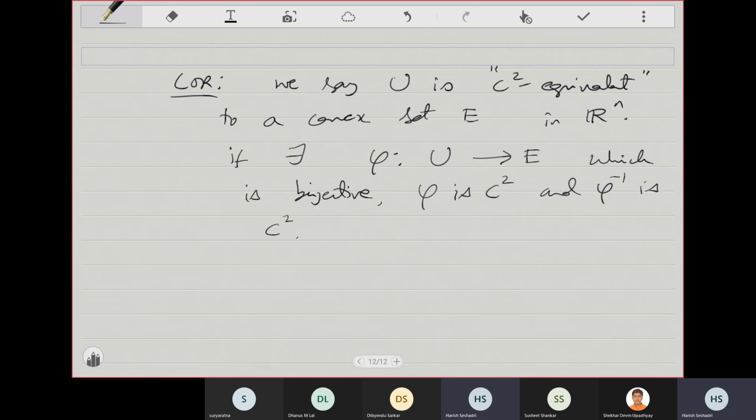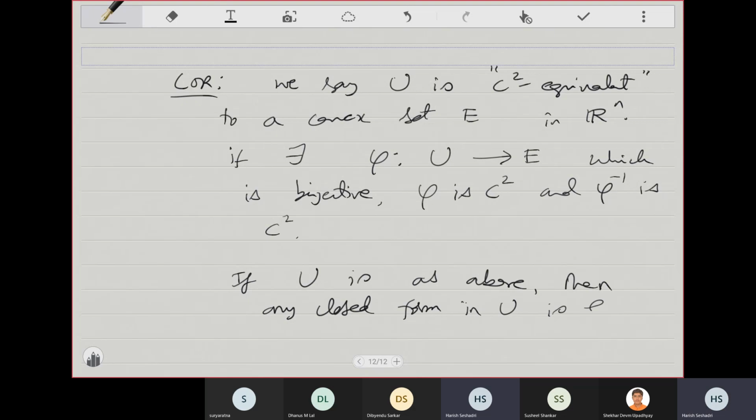So C2 equivalence means that there is a bijective map which is C2 and the inverse should also be C2. If this happens, if U is as above, then any closed form in U, the same conclusion as for a convex set holds for U. Any closed form in U is exact.